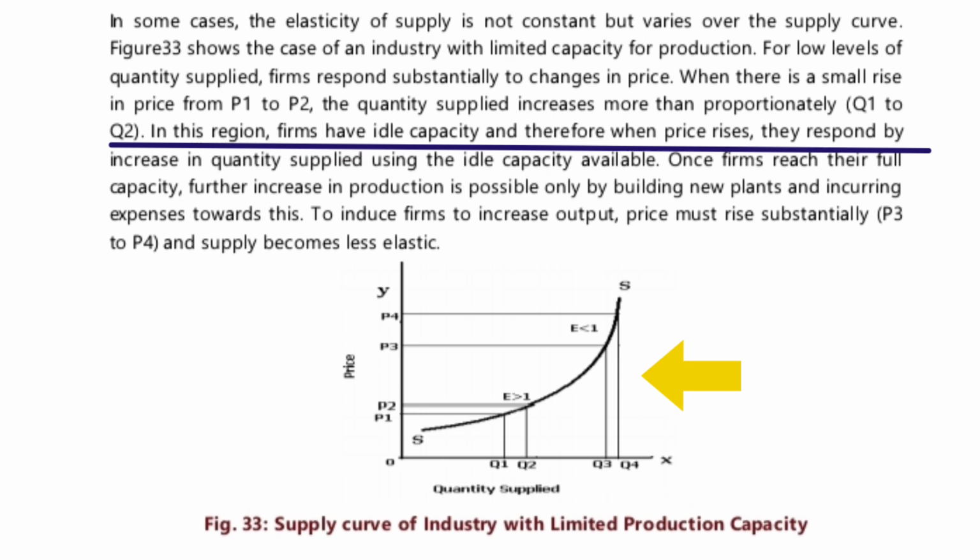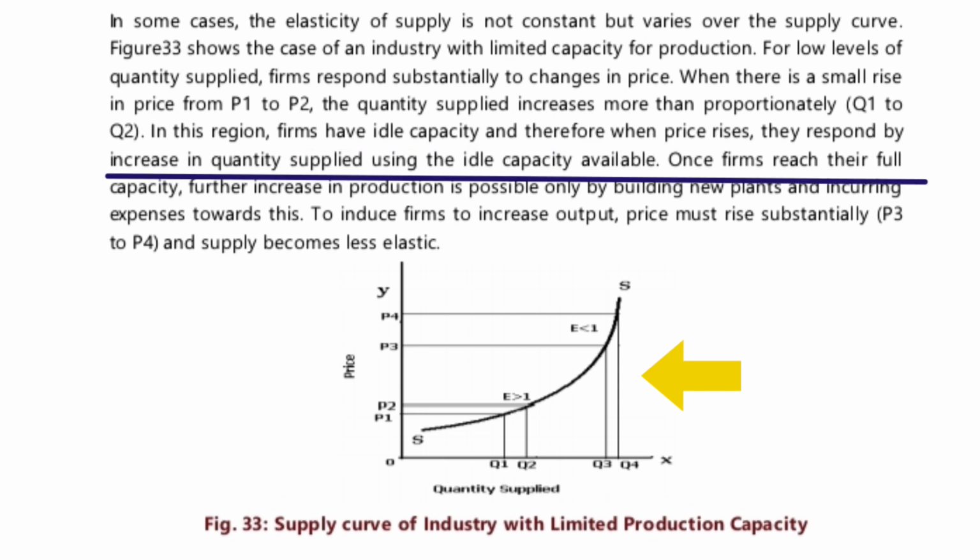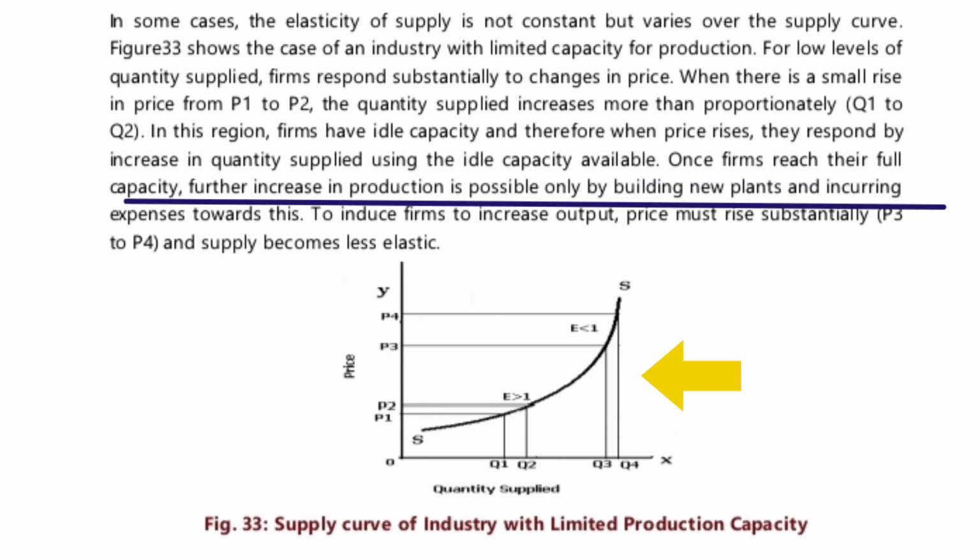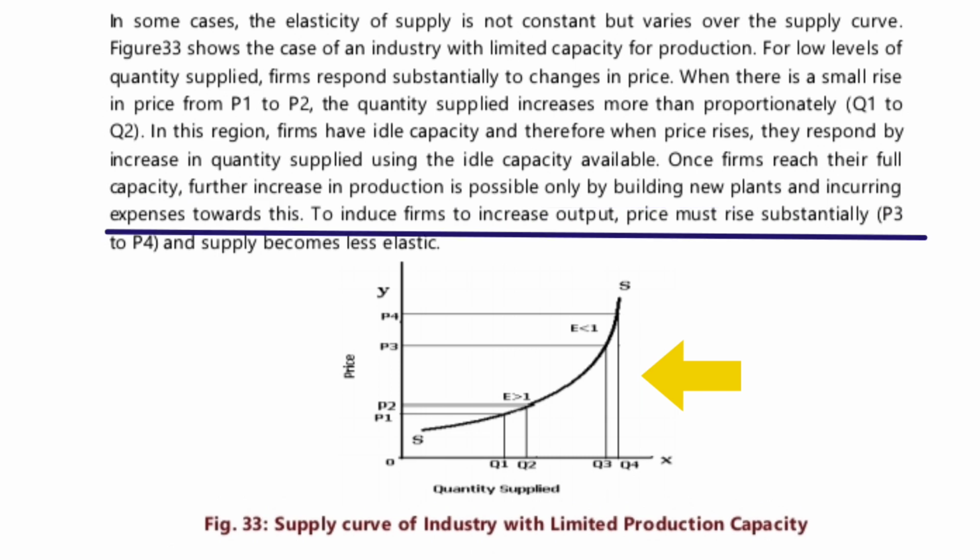Why is it so? Because production may not be possible as they may not have idle capacity. So whenever the price rises, the quantity increases only minimally. The reason is that they are able to use the idle capacity available. Once they reach their fullest capacity, further production is not possible, so they do not show a further increase in the quantity allowed for sale in the market.